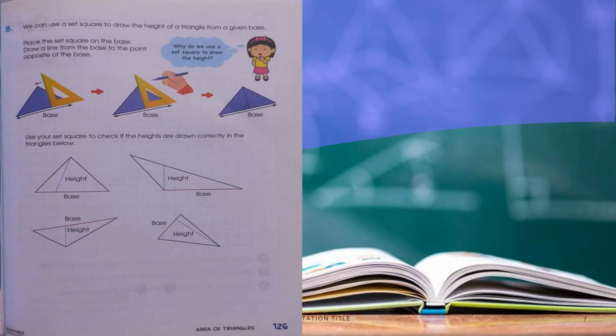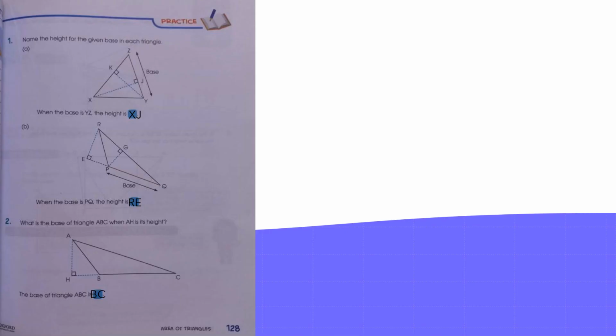Now, in question number 8, you have to perform the activity using the set square, and with the help of the set square you can find out the base and height of the triangles. So perform this activity with the help of a set square. Now we have reached the last part of the video, which is the practice questions.